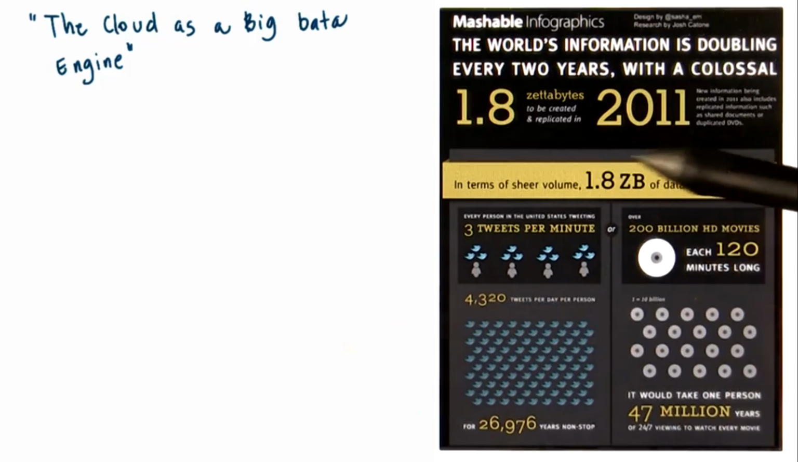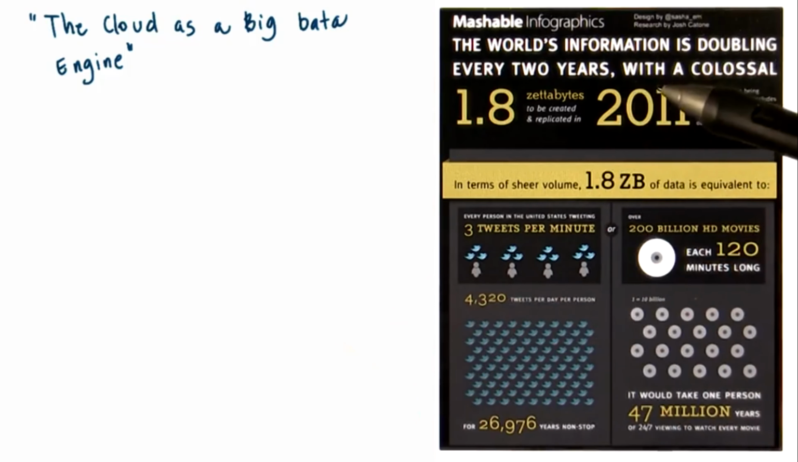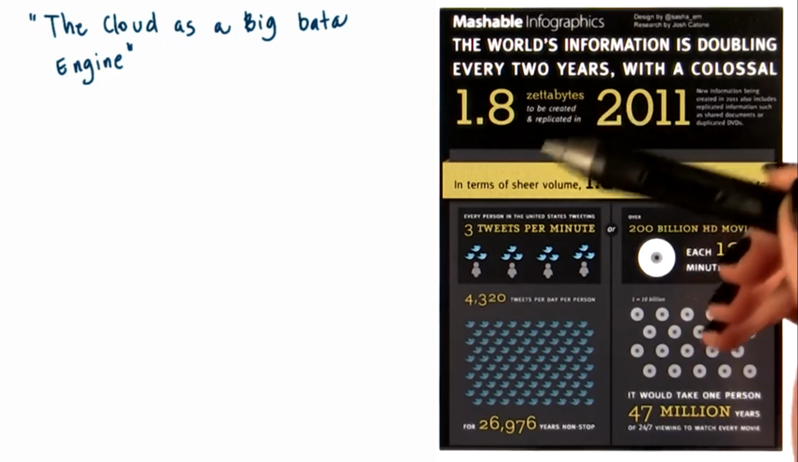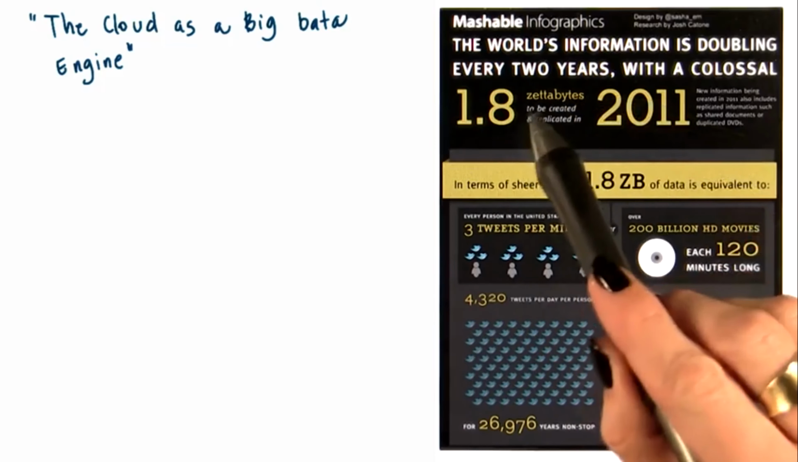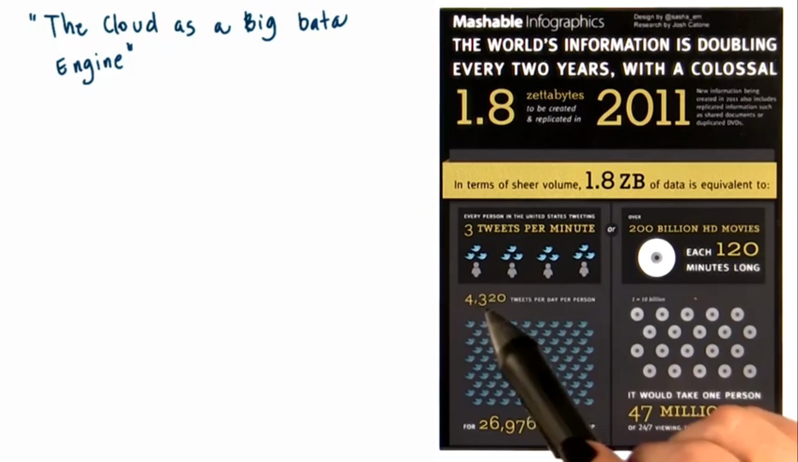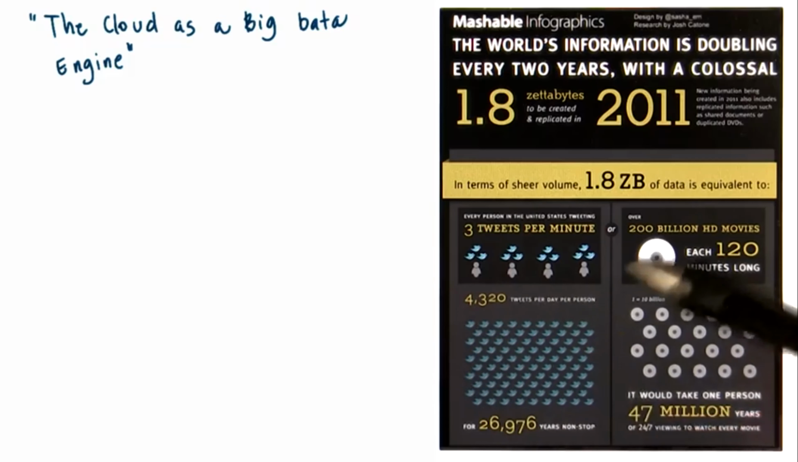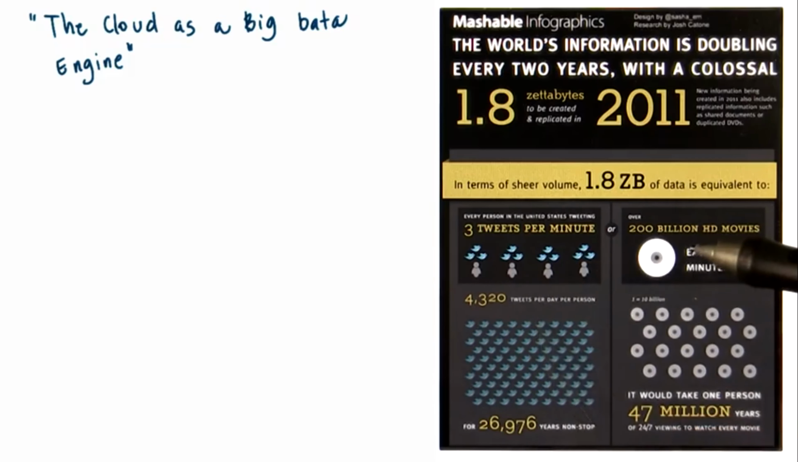So if we just think about 1 year, 2011, there were 1.8 zettabytes of data that were created in that 1 year. This amount of data is equivalent to everyone in the US tweeting 4,320 times a day, pretty much not doing much else. Or another way to think about it, this amount of data is 200 billion high-definition movies that are each about 2 hours long. If you lived for 47 million years, you'd be just about done watching these 200 billion movies.